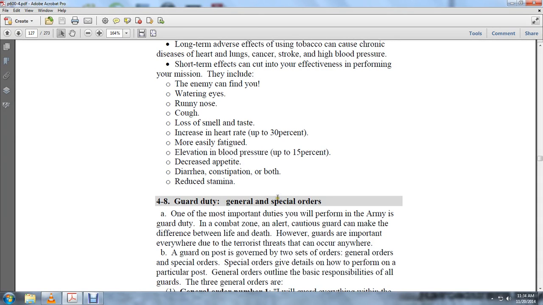Initial entry training log, chapter 4, 4.8, guard duty, general and special orders. One of the most important duties we'll perform in the Army is guard duty. In a combat zone, an alert, cautious guard can make the difference between life and death. However, a guard is important everywhere else too, due to the threat of terrorism, which can occur anywhere.